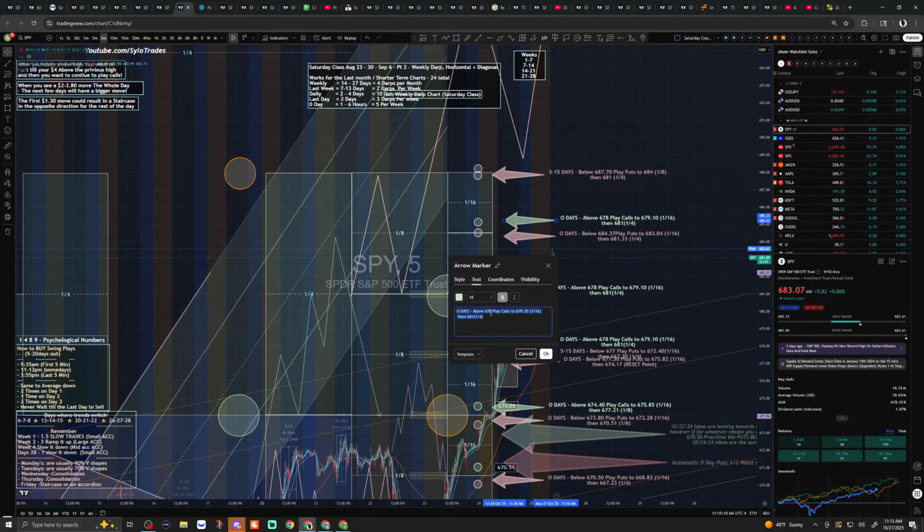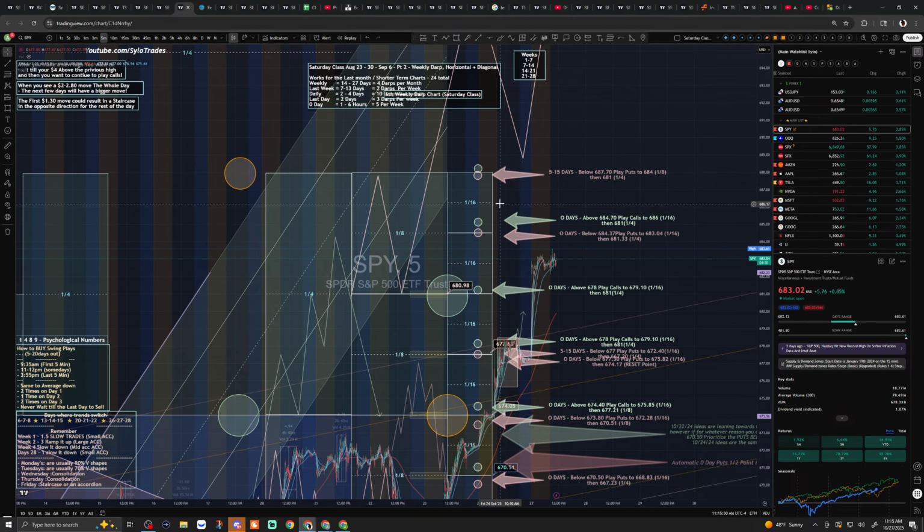Calls above 684.70. And then we're playing calls to right here, which is the 1/16 point. 686 flat. So we don't got to change the 1/16 thing there, the fraction.